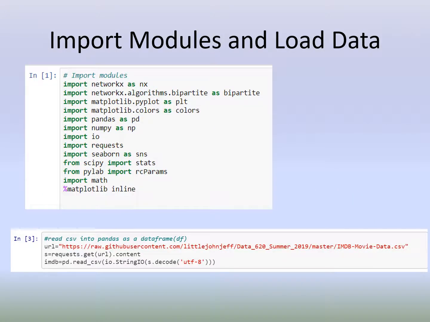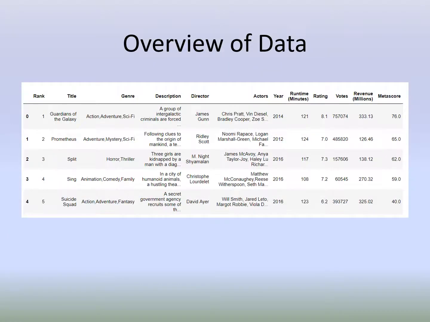First of all, we imported the modules and loaded the data. And then let's overview the data. We can see this data set has the title, genre, description, director's name, actors' names, year, running time, rating, votes, revenue, and metascores.